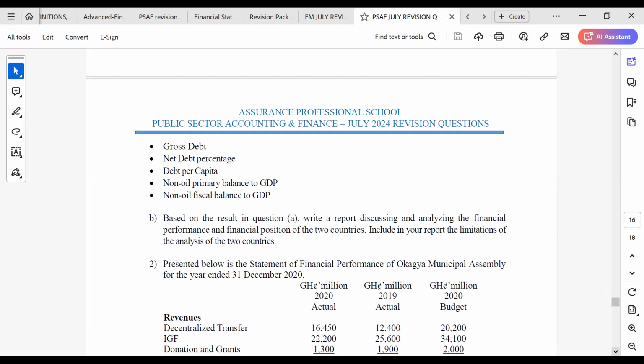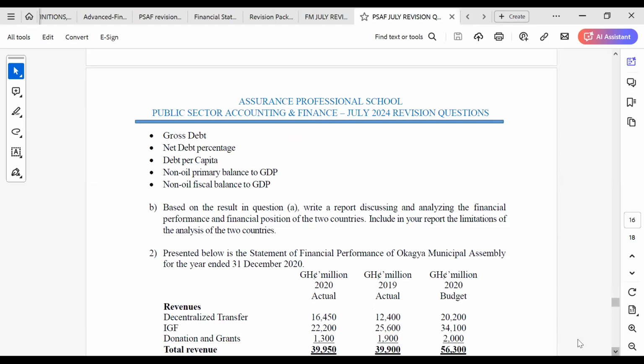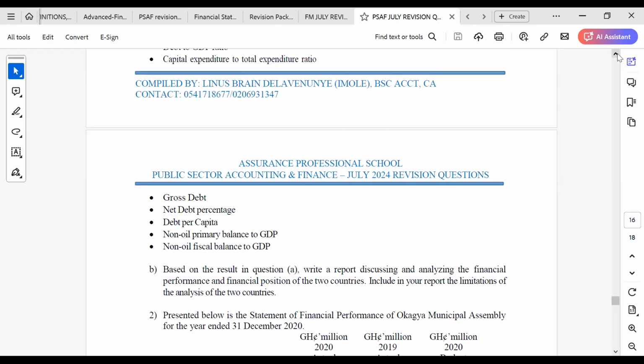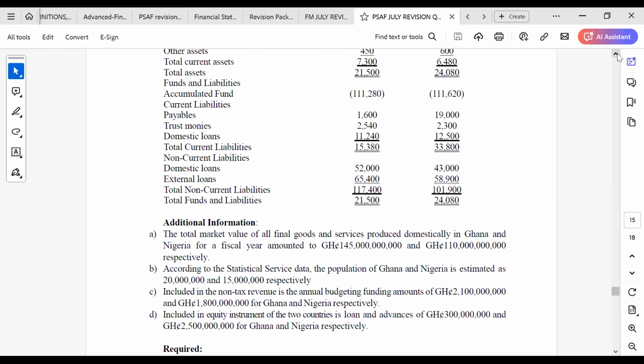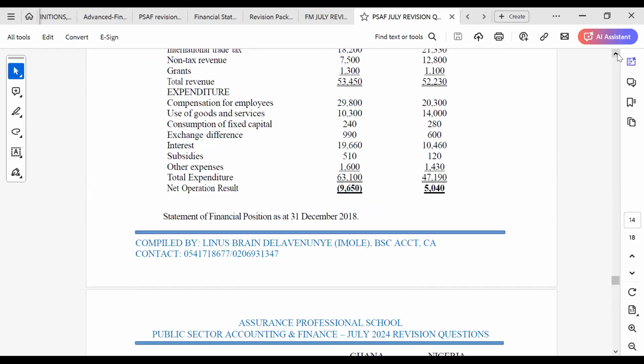Non-oil physical balance. So if primary is not added, the interest will be considered. The only thing that will not be considered is the non-oil revenue. So the non-oil physical balance is the actual physical balance, but oil revenue should not be part. So this is how we are going to be doing it.